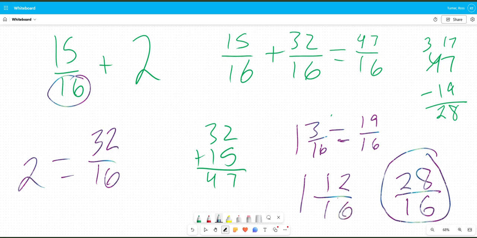You can check this by multiplying again. 16 times 1 is 16, plus 12. 6 plus 2 is 8. 1 plus 1 is 2. And we always double check. So our mixed number is that.